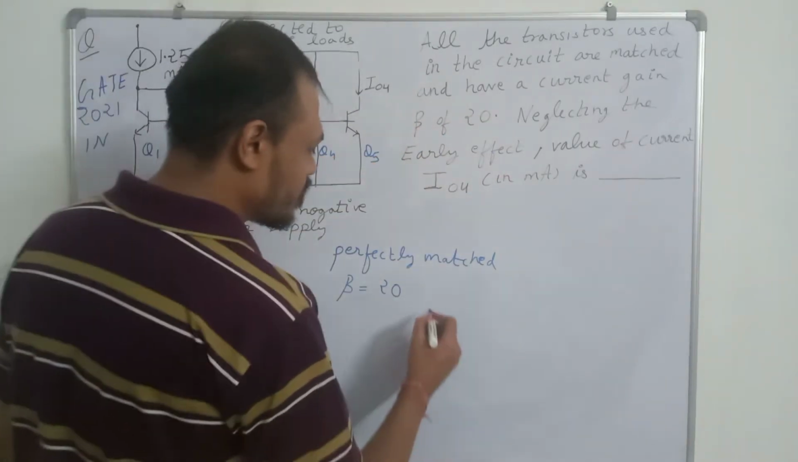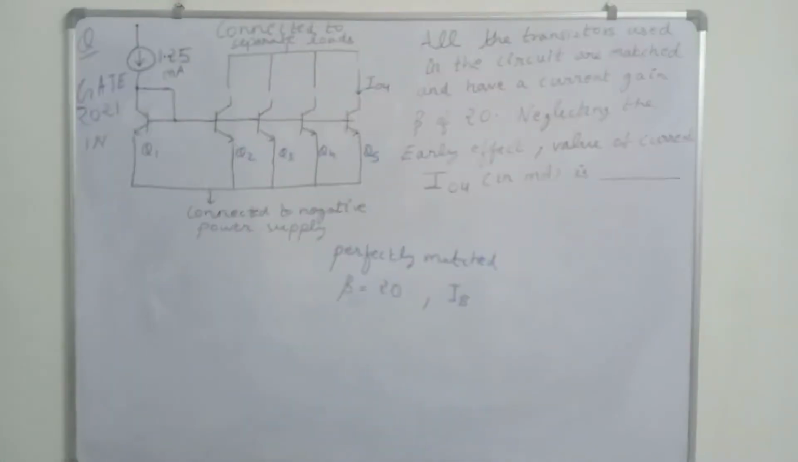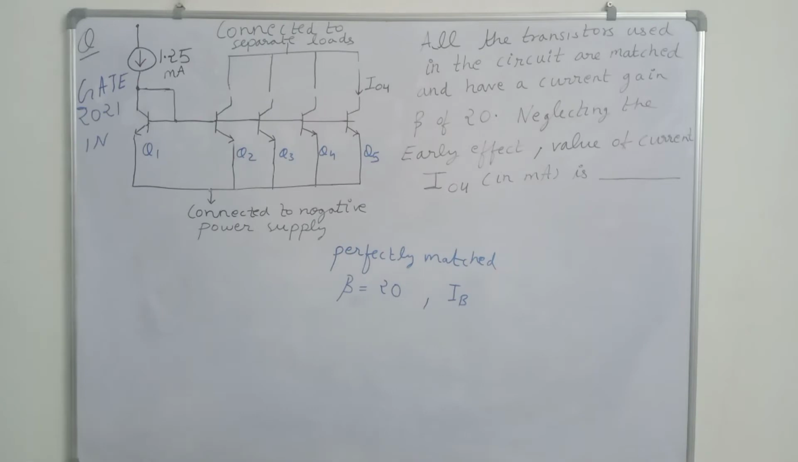Beta is a very small finite value of 20, so we cannot ignore the base current IB. So it is a variation, a special case of current mirror in which beta is not infinite or a very high value, so we cannot ignore the base current.